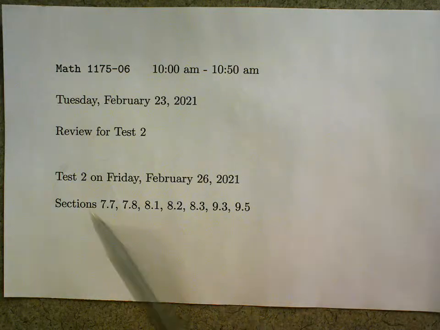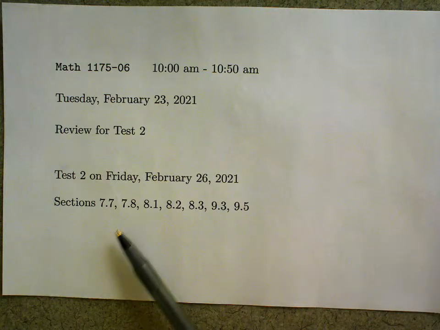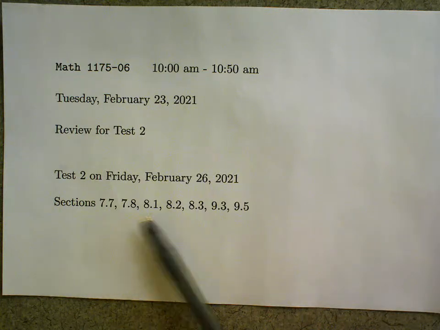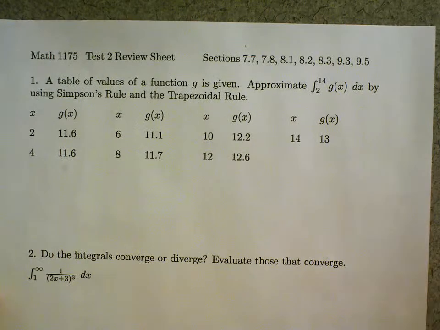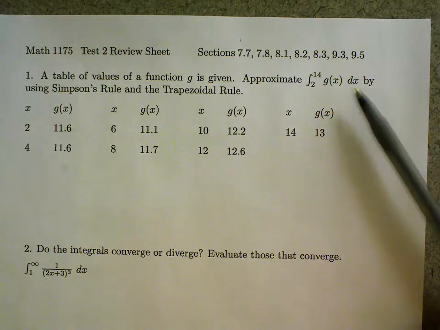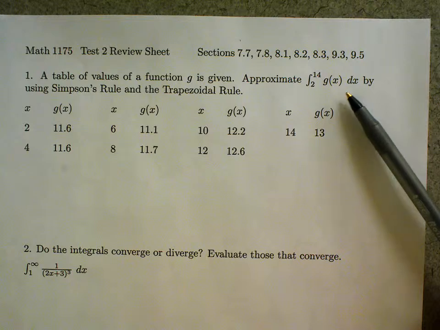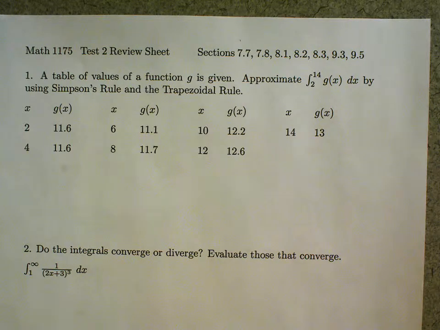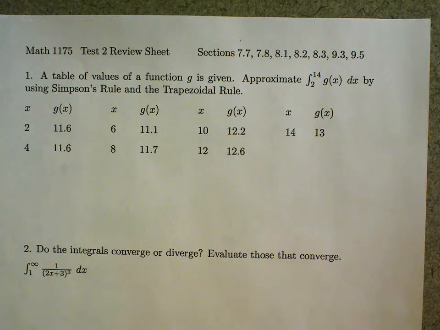Today and tomorrow we'll review for test 2. Test 2 is on Friday, and it's over sections 7.7, 7.8, 8.1, 8.2, 8.3, 9.3, and 9.5. We'll start with an example using function values on regular intervals to approximate a definite integral of that function. So we will approximate this integral by using Simpson's rule and the trapezoidal rule.